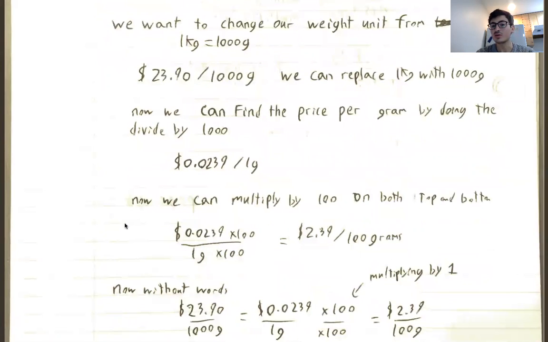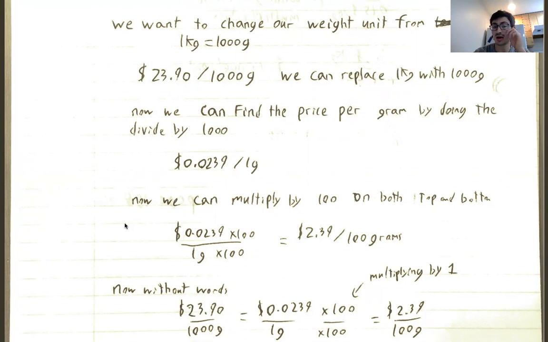So now, to get to our unit price per 100 grams, we can multiply by 100 on the bottom and the top. Now, we are allowed to do this because we're going to multiply by 1. If we multiply the bottom by 100 and we don't do anything to the top, we're going to get 2.4 cents per 100 grams, which is not correct. That's a different value than the 2.4 cents per 1 gram.